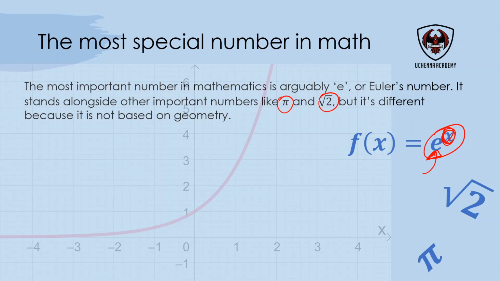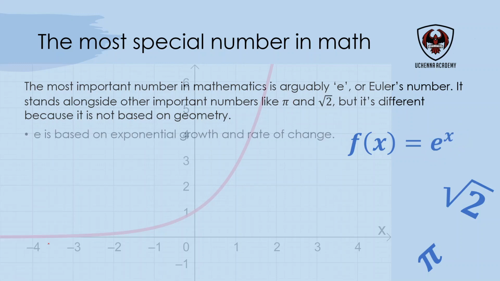And it's different because it's not based on geometry. So square root of 2 and pi are based on circles. e is not based on geometry. It's basically exponential growth. So, I mean, you can call it Euler's number because that's really who discovered it. But it's really based on this exponential growth and rate of change and a very special type of exponential growth.